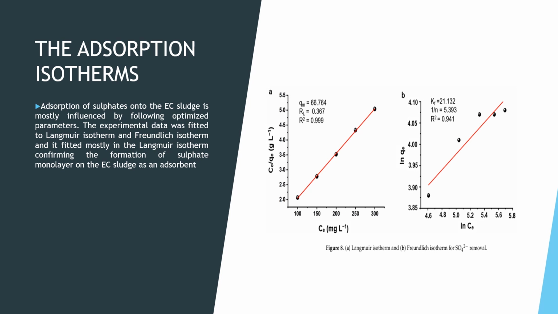The experimental data was fitted in the Langmuir isotherm and Freundlich isotherm, and it fitted mostly in the Langmuir isotherm, confirming the formation of a sulfate monolayer on the EC sludge as an adsorbent. The figures A and B show that the Langmuir isotherm fitted mostly for the experimental data.